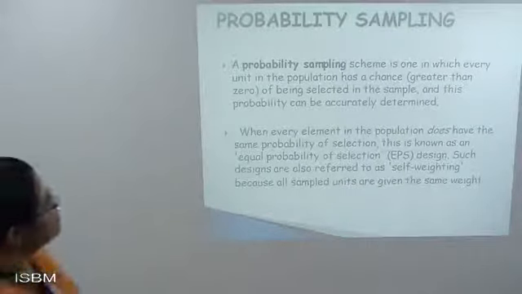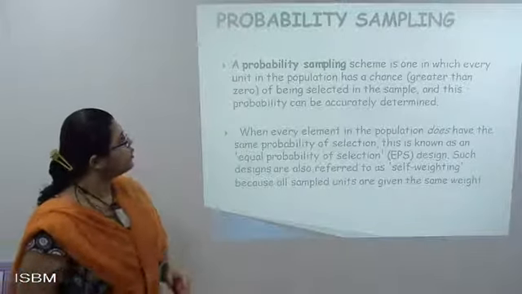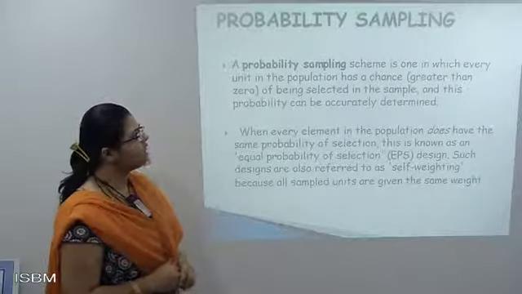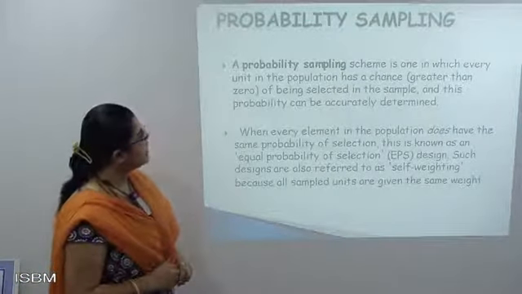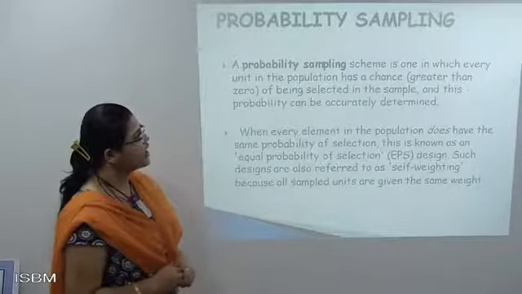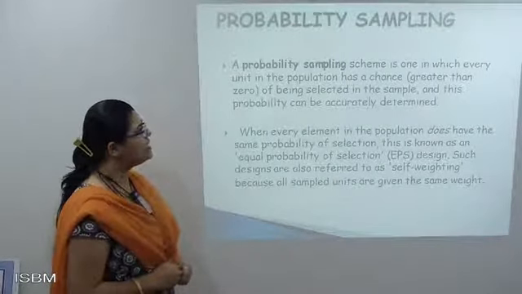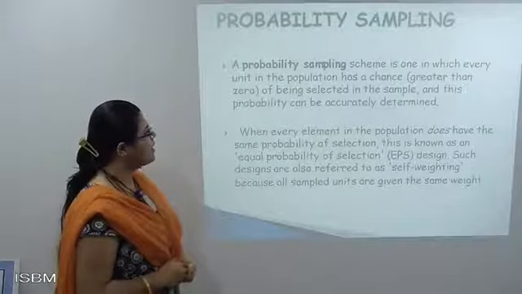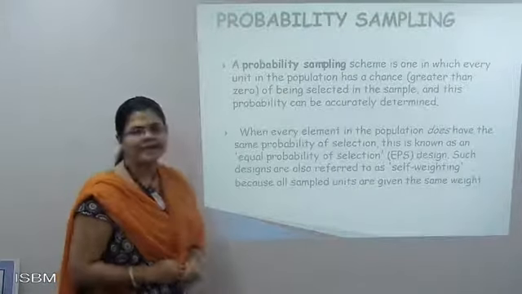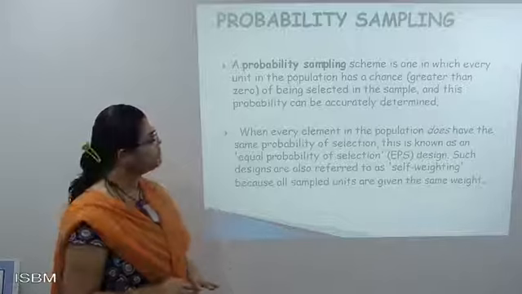Now, here I have more information related to probability samples. A probability sample scheme is one in which every unit in the population has a chance greater than 0 of being selected in samples, and this probability can be accurately determined. Now, that's what I said to you previously.